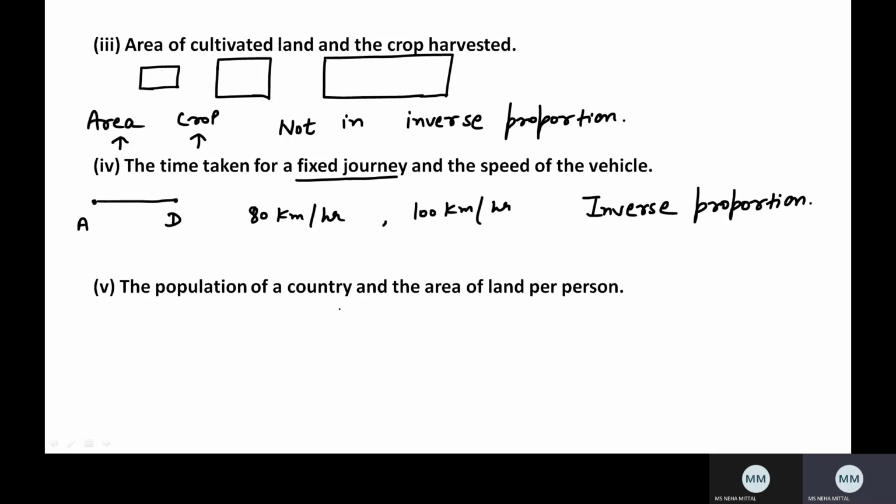The population of a country and the area of land per person. It is also a case of inverse proportion. Why? Because if the population increases, the area available to one person will decrease. So it is a case of inverse proportion.